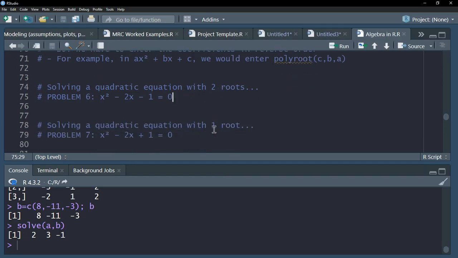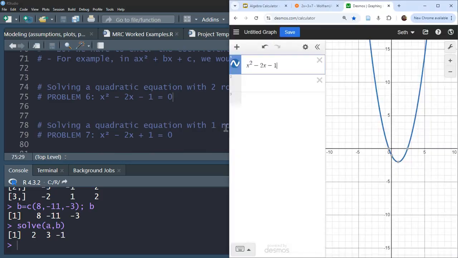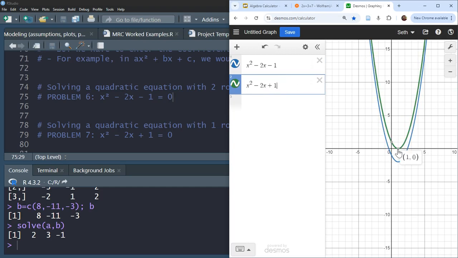We can also have a quadratic equation with only 1 root, so it's only intersecting the x-axis at 1 point. So x squared minus 2x plus 1. You can see it's just tapping the x-axis at one place. The root is 1. Then we could also have a quadratic equation where it's not intersecting the x-axis at all.